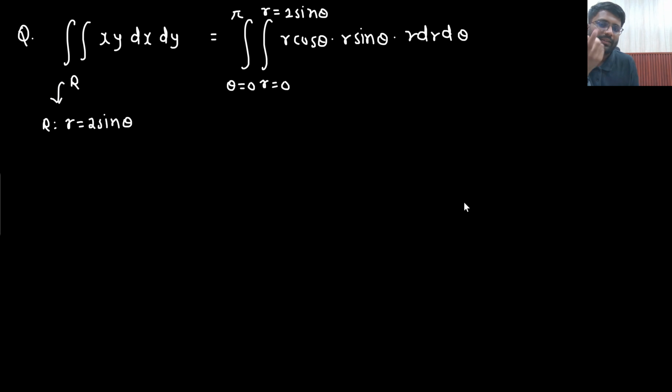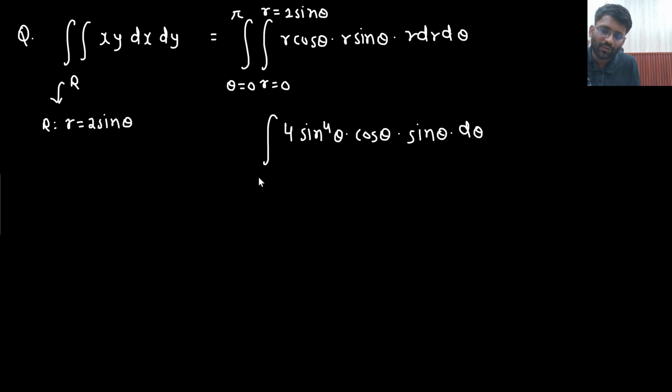What you will do? r cube by 3. Sorry, this will become r cube, so r to the power 4 by 4 you will get. From 0 to 2 sin theta you need to put. So this will become 2 to the power 4, so 4 sin to the power 4 theta, dot cos theta, dot sin theta, dot d theta, with theta going from 0 to pi.